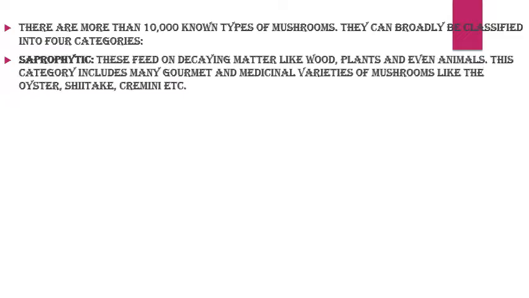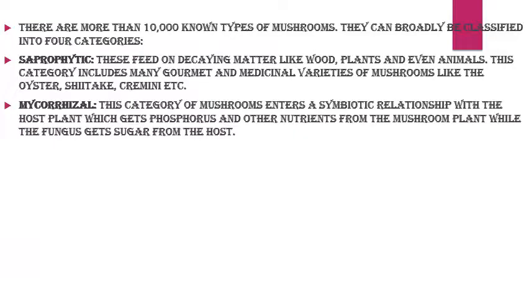There are more than 10,000 known types of mushrooms. They can broadly be classified into 4 categories. Saprophytic: these feed on decaying matter like wood, plants and even animals. This category includes many gourmet and medicinal varieties of mushrooms like the oyster, shiitake, and others.